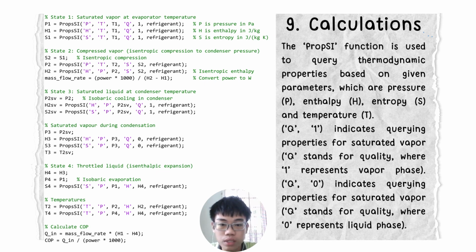In the code shown here, Q and 1 indicate querying the property for the saturated vapor, and Q stands for the quality, where 1 represents the vapor phase. Q and 0 indicate querying the property for the saturated liquid. Q stands for quality, where 0 stands for the liquid phase.